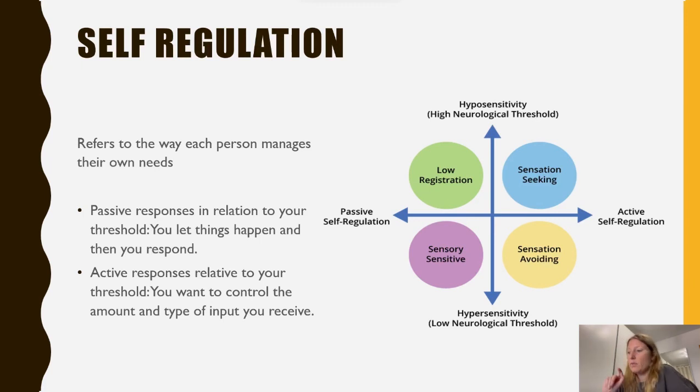So a child, let's go to the lower one, okay? A child that is hypersensitive and tries to escape from the sensory information. So if I'm about to touch him, he's going to escape. So he's called a sensation avoider, or avoider.